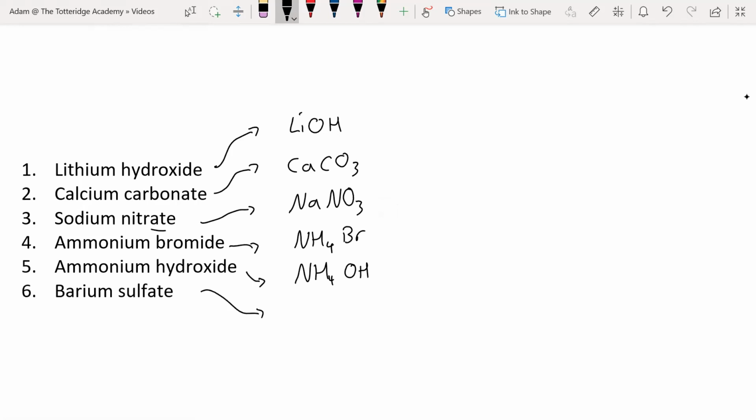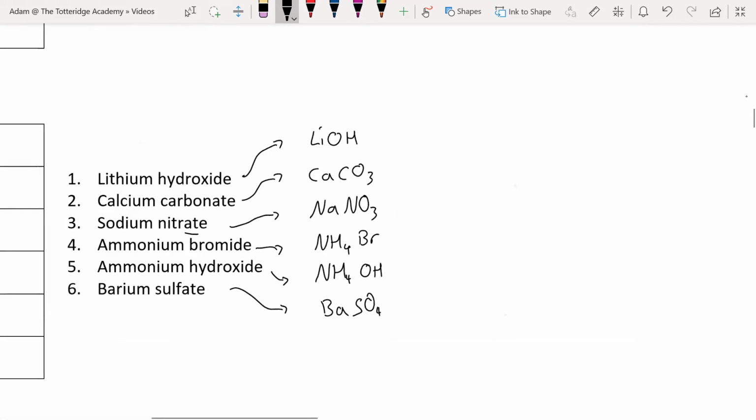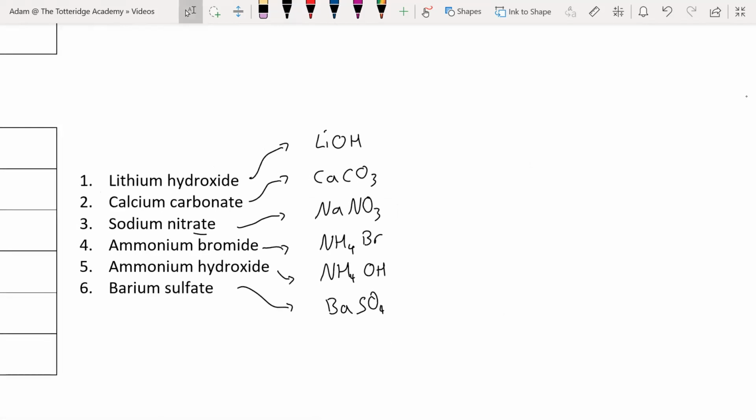and barium sulfate. Barium is in group 2, which means it's got 2 electrons in the outer shell, so it forms a 2+ ion. Sulfate forms a 2- ion, so BaSO4. God, that's easy, isn't it? Except for the fact it gets a bit more complicated. Let me show you how.